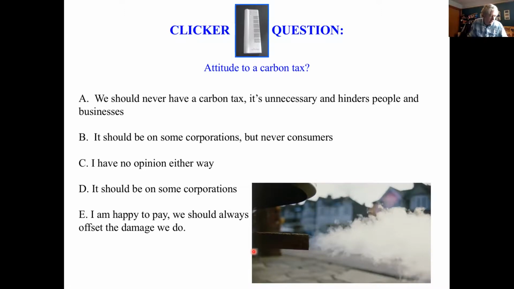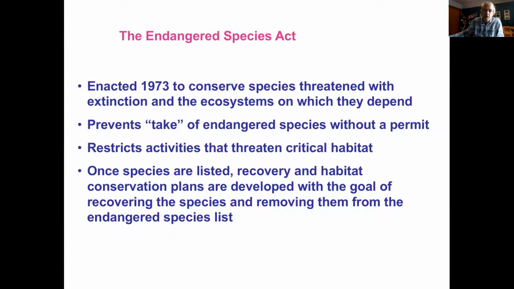Okay, again, there's no right answer on this one. I just want you to think about what your personal opinions are. Okay, so we're just going to move on to the last part of this class on the Endangered Species Act and what it is. So the Endangered Species Act was tied a bit to the value of biodiversity, and it was enacted in 1973 to conserve species threatened with extinction and the ecosystems on which they depend.